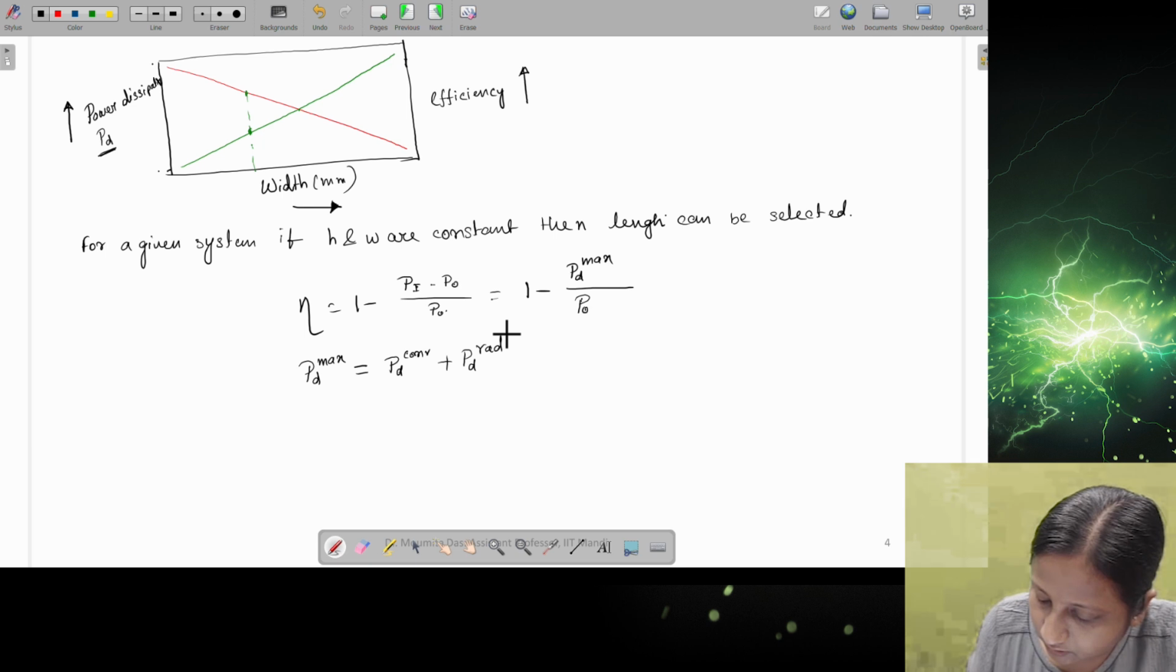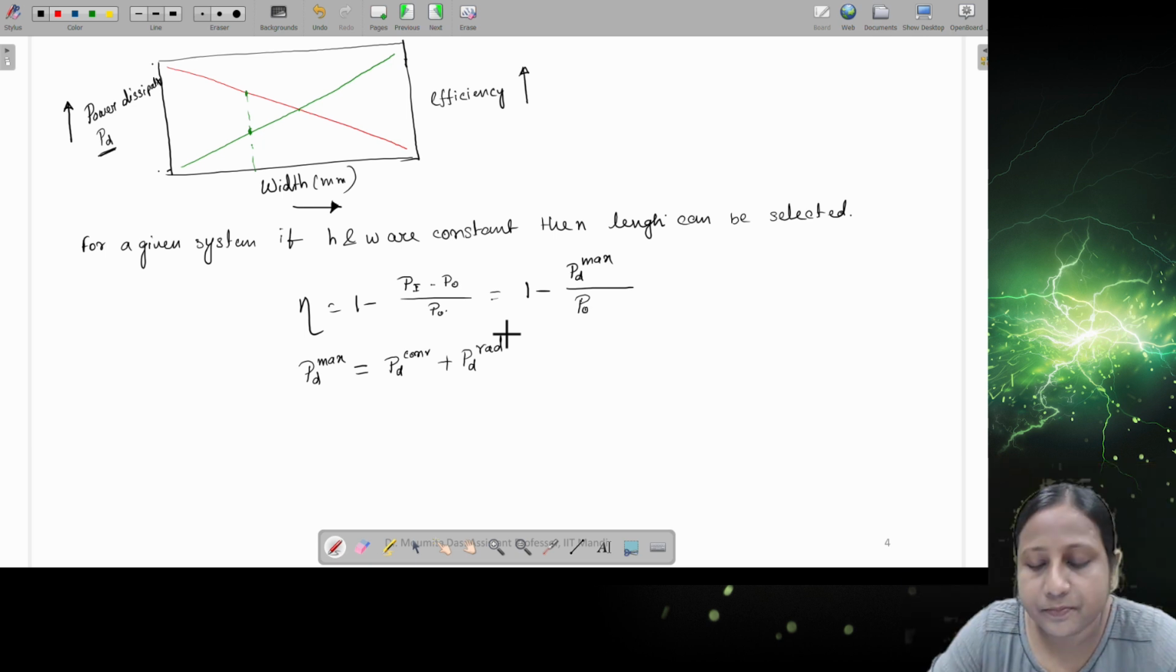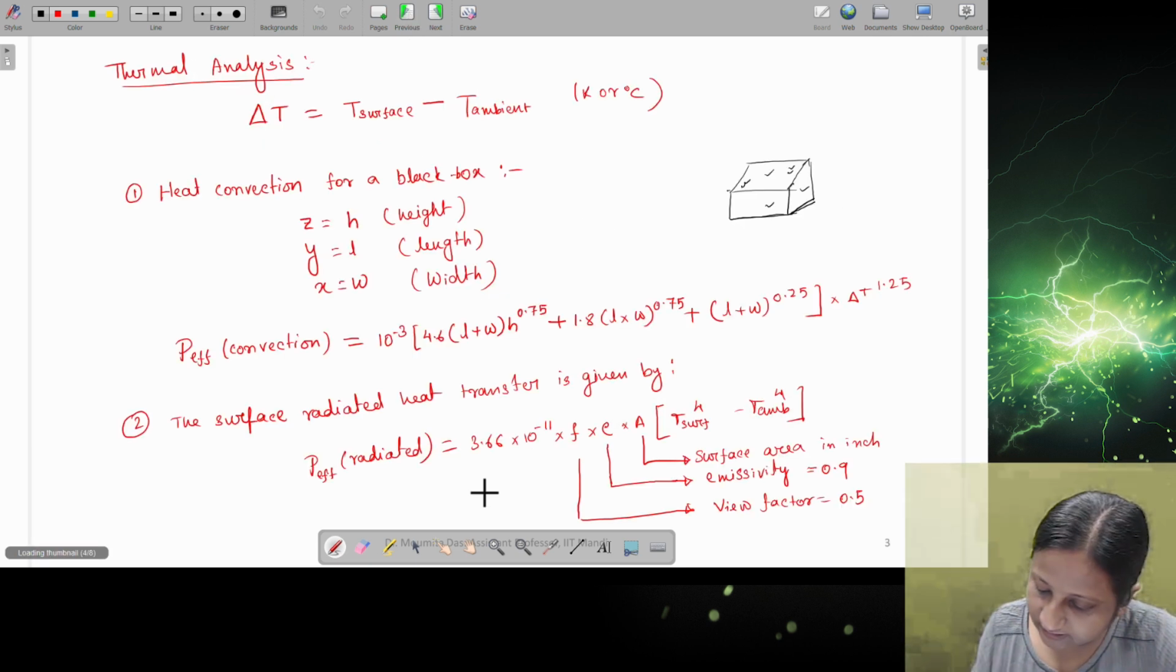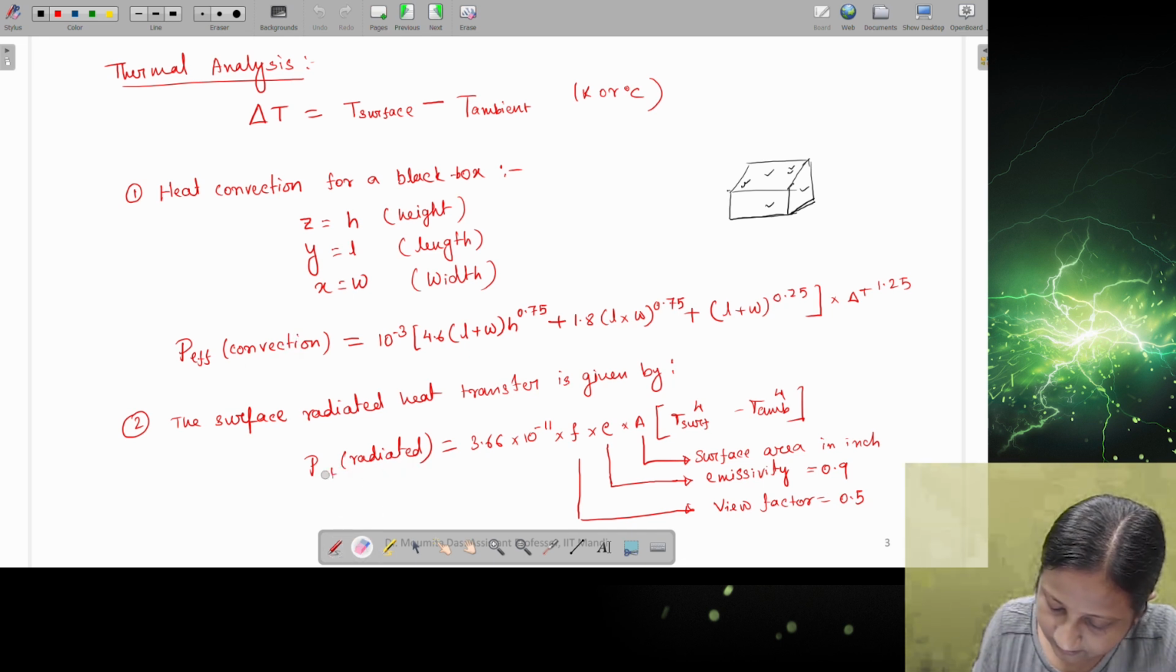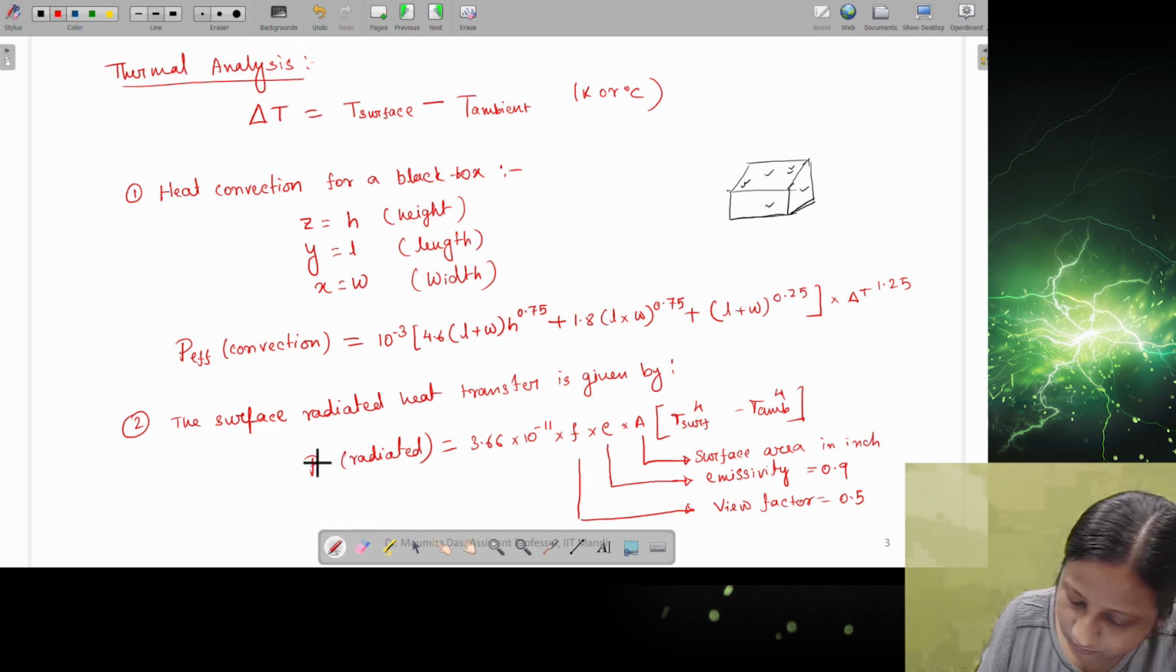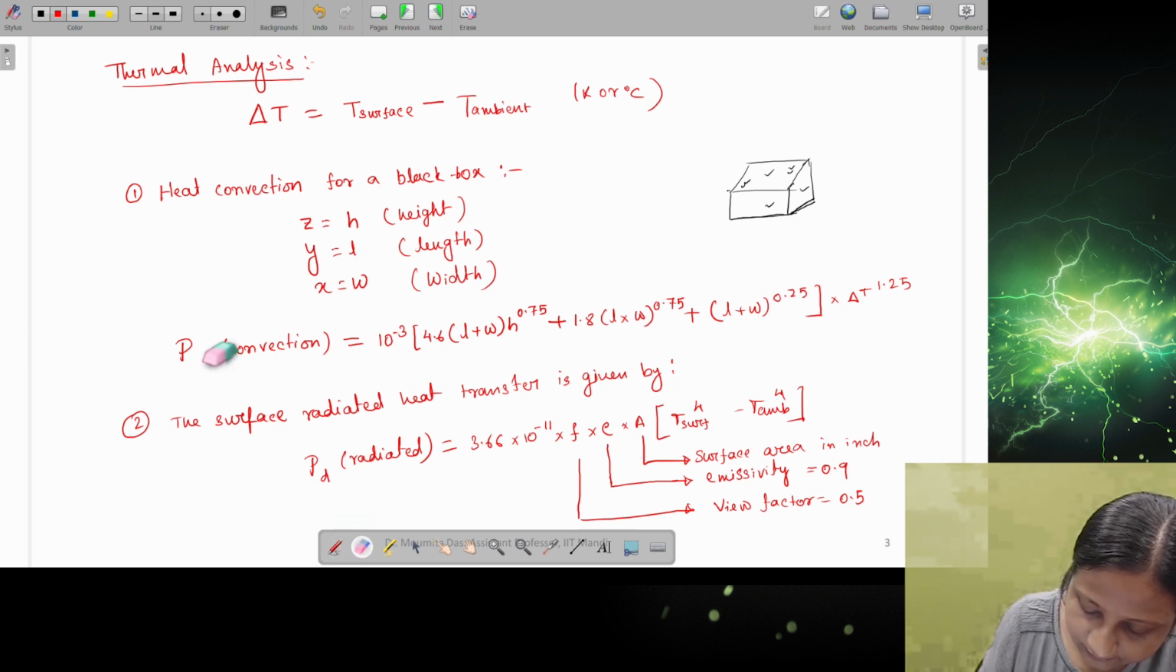This I have discussed in the previous part. So this effective radiated and the effective convection, if I represent now in terms of PD, let me use the same color. So this is PD radiated and this is PD convection.